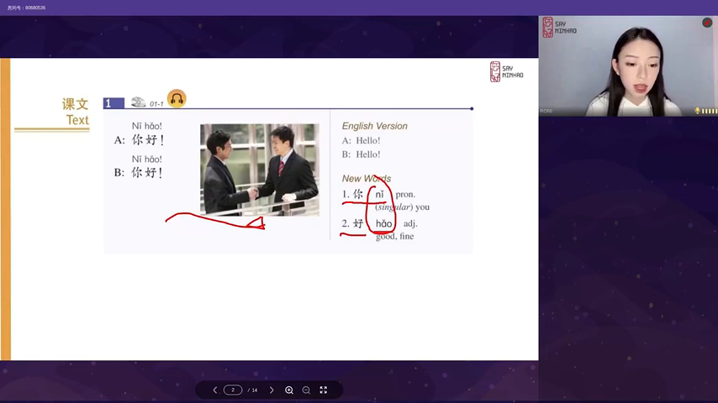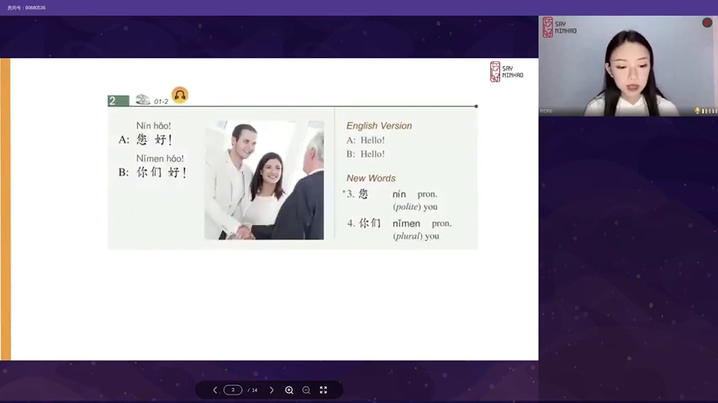Okay, let's try to learn another way to greet people. First, let's look at the new words. This one is nin. The initial is n, and the final is in, and the tone is second tone. Read after me, please. Nin, nin. This is a pronoun too. It means you, but in a respectful, polite way to say you. So this one, nin, is always used when you are talking to a person you respect or someone much older than you. Then you can use nin. It is better than ni.